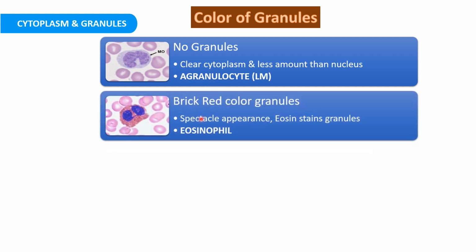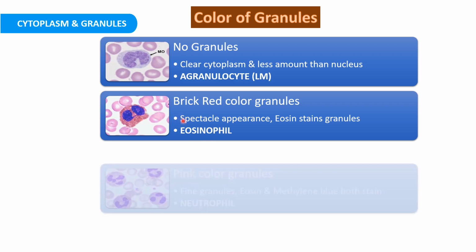Now if granules are there, then we have to look for the color of the granules. If they are brick red in color, as you can see in this diagram, and large coarse granules are present, that means it is an eosinophil. Why is it called eosinophil? Because this brick red color is given by the eosin stain. So eosinophil WBC has brick red large coarse granules.